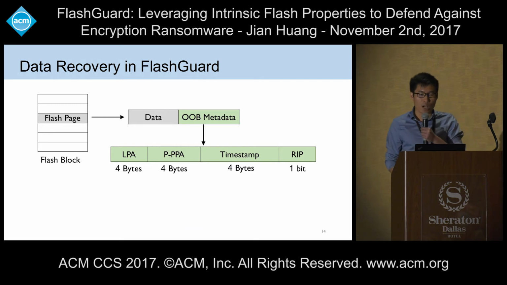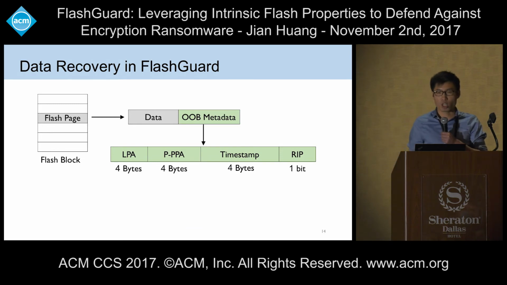Now let's discuss how we can do the data recovery with FlashGuard. As we discussed, each flash page has 16 to 64 bytes of out-of-band metadata, and we leverage this metadata to retrieve the index information for data recovery. Once the encryption ransomware is detected, we plug the SSD out and plug it into an isolated and new environment, in case the ransomware attacks our recovery procedure.